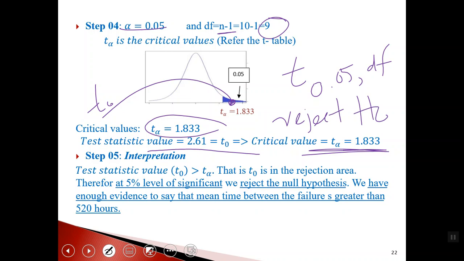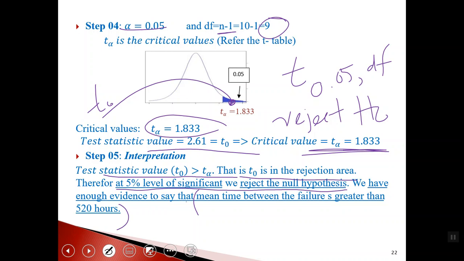Test statistic value t naught is greater than t alpha, so t naught is in the rejection area. So you have to reject the null hypothesis. So you can say that we have enough evidence to support the claim that the mean time between failures is greater than this value, 520. Clear? So this is how we deal with the t-test.